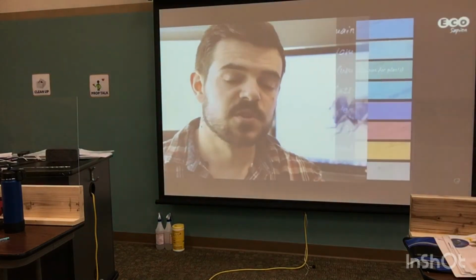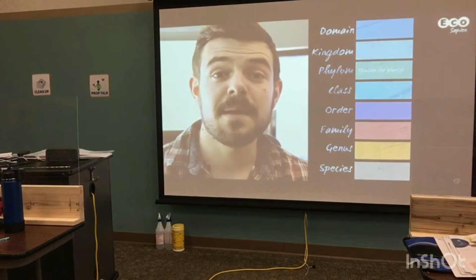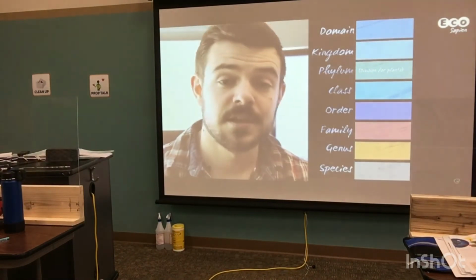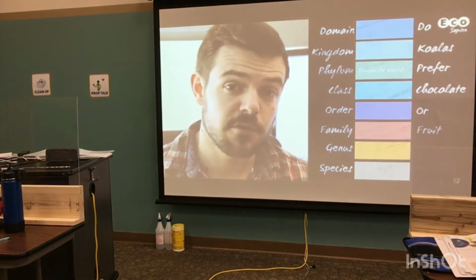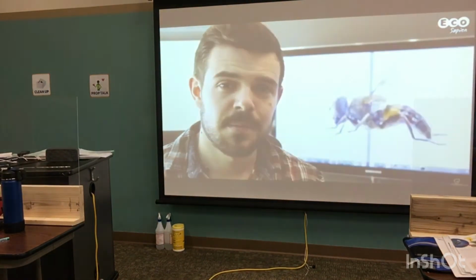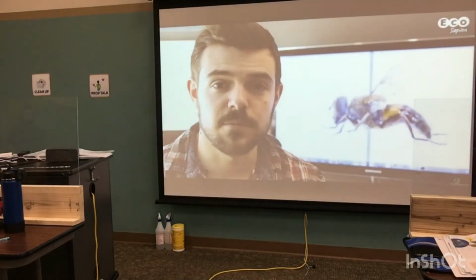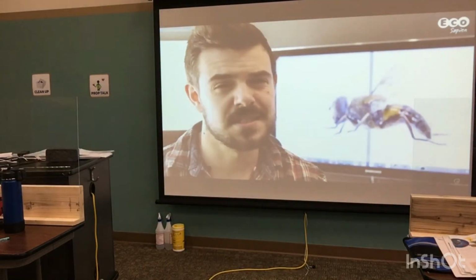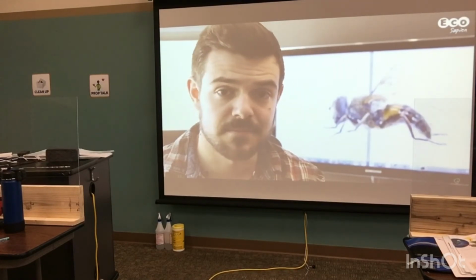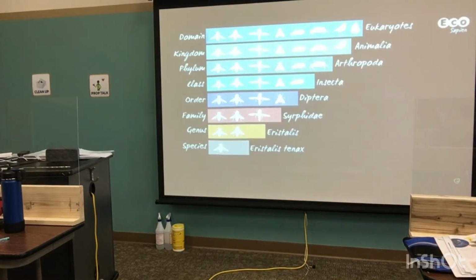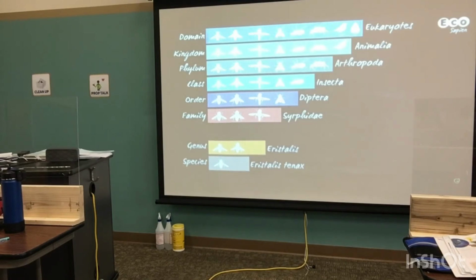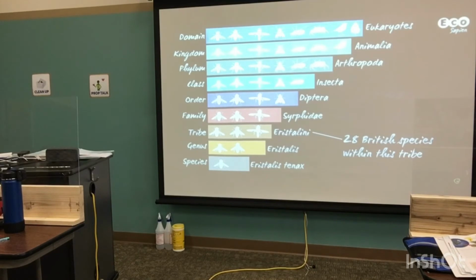So these are the general taxonomic ranks. You can remember them using this helpful mnemonic. Do koalas prefer chocolate or fruit, generally speaking? But sometimes extra ranks are needed to classify a distinctive group within a taxon, making things a teeny tiny bit more complicated. In the case of the drone fly, all British Eristalis species and another 18 British drone fly species fall into the tribe Eristalini. The hoverfly family in Britain contains another 11 tribes.